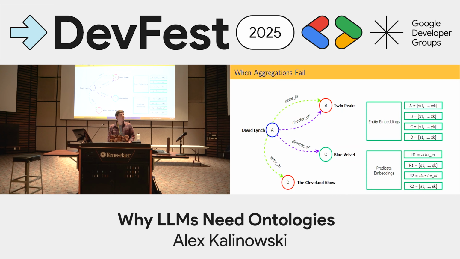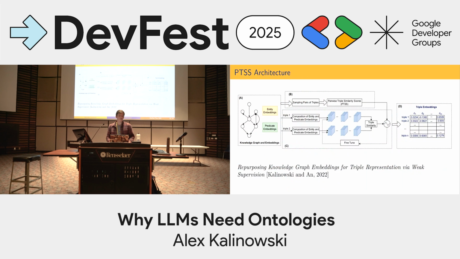So this is another example of when this aggregation fails. We have David Lynch. He's an actor in and director of Twin Peaks. If we simply take the entities A and B and concatenate them together, we lose all that predicate information. So we want to actually keep that. And what we proposed is a new neural network architecture, pairwise triple similarity scoring, that actually accomplishes this.